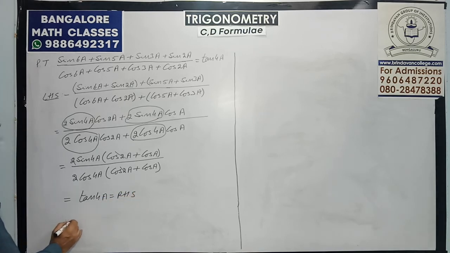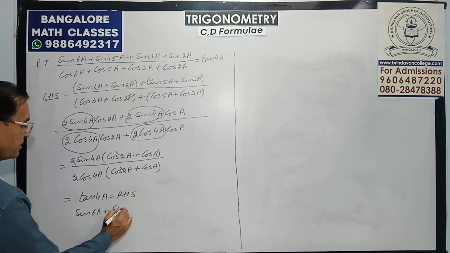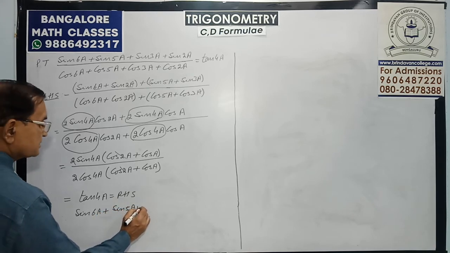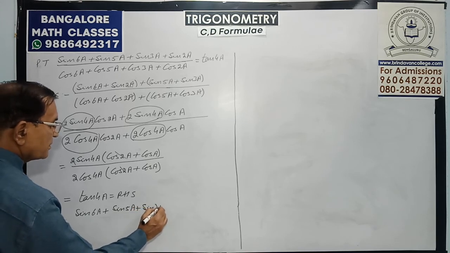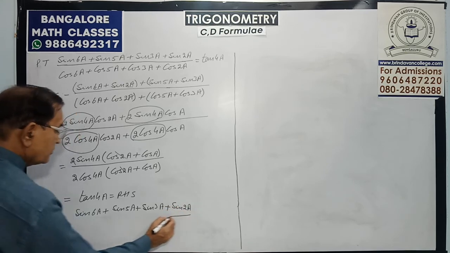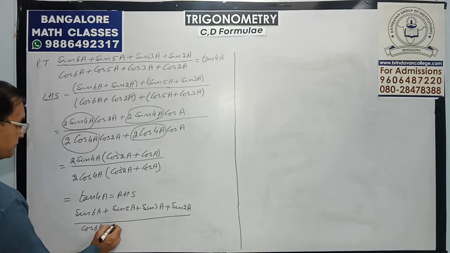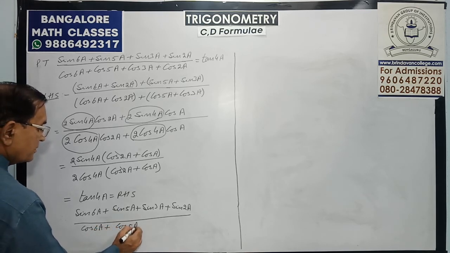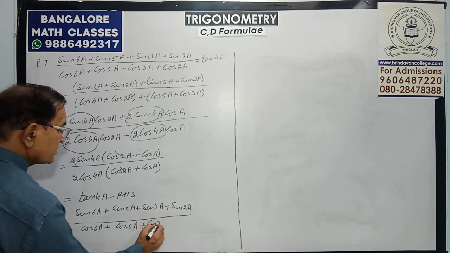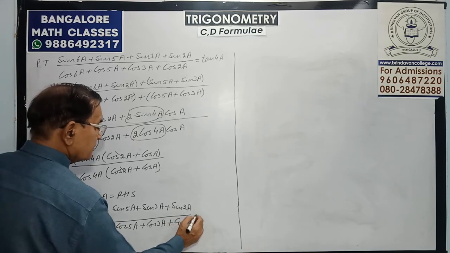So therefore sin 6a plus sin 5a plus sin 3a plus sin 2a over cos 6a plus cos 5a plus cos 3a plus cos 2a equals tan 4a.